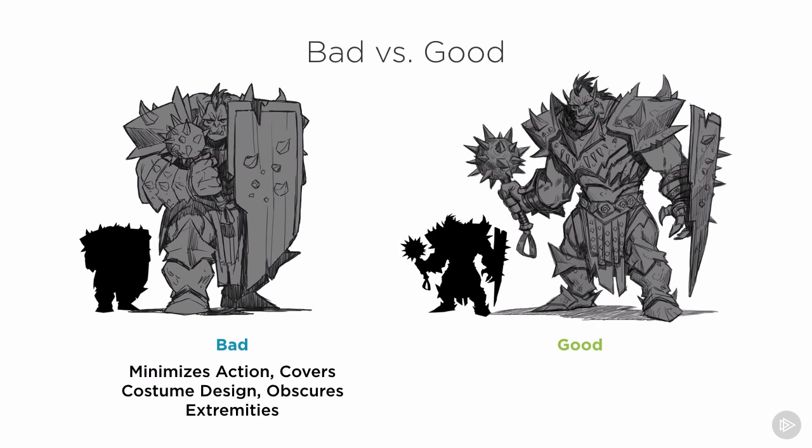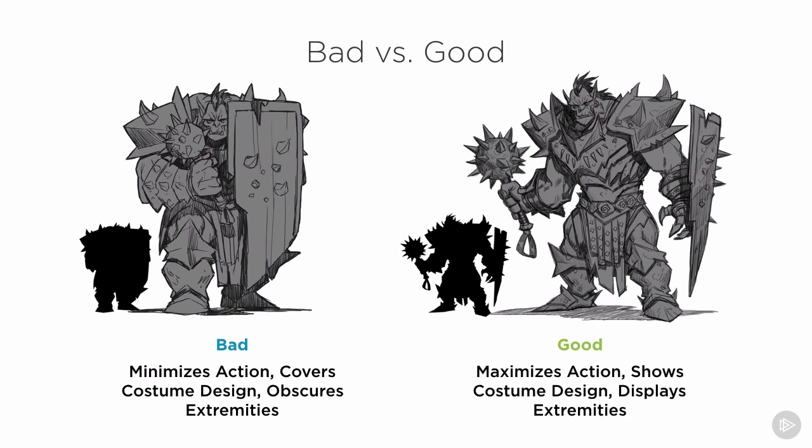In contrast, on the right, the shape of the silhouette is much more interesting and dynamic. This silhouette emphasizes the action and gesture of the pose, and pulls the arms away from the body, making the costume design much more readable. This is a much better silhouette.